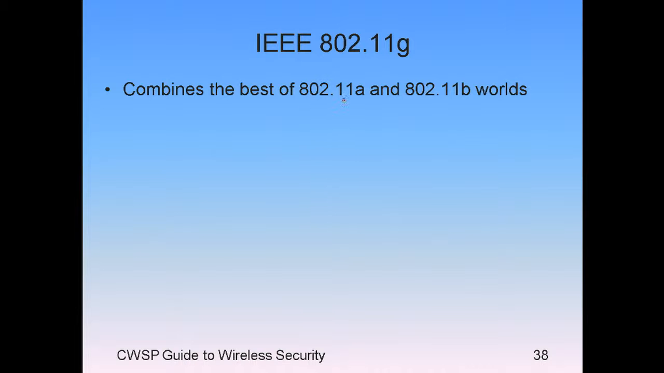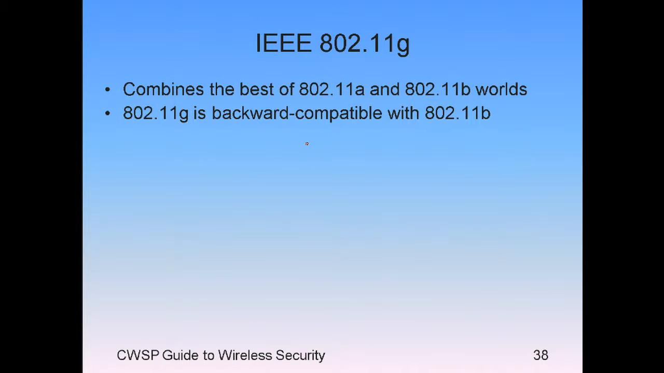802.11g combines the best of the A and the B worlds. In this case, G is backward compatible to B. Backward compatible means that yes, they will coexist on the same network, but if you put a B device on your G network, you've just made your network a B network with the B restrictions and the B speeds.